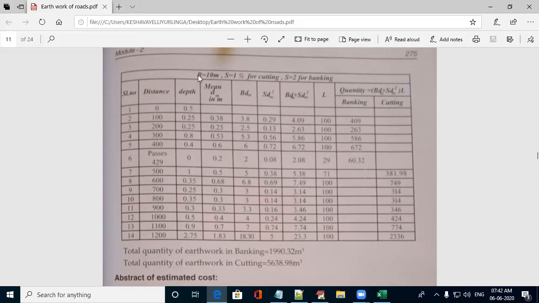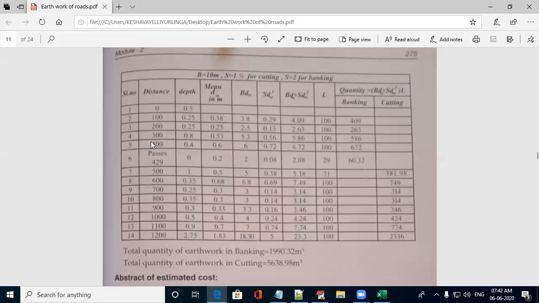In this, B is equal to 10 meters from the data, S is equal to 1.5 for cutting, and S is equal to 2 for banking. The same table: serial number, distance, depth, mean depth, BDM, SDM, BDM plus SDM square, and L. Quantity is also the same, but here we have both cutting and filling, so subdivide that into two columns, one for banking and one for cutting.